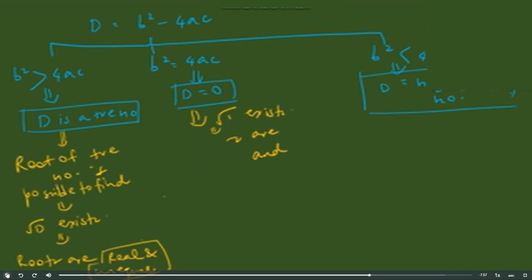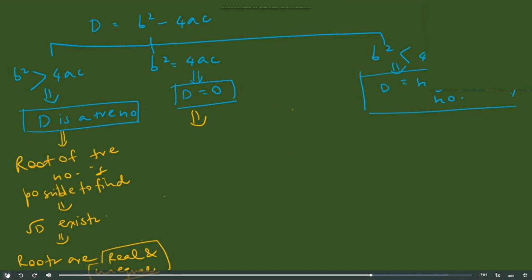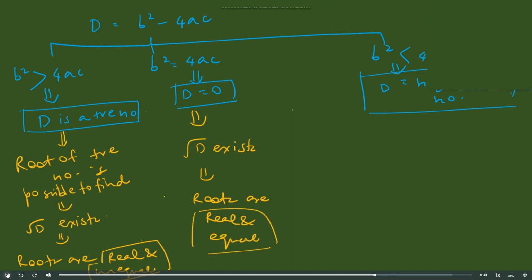And in the other case, if b square is equal to 4ac, then root d exists. Roots are real and equal. Real and equal.